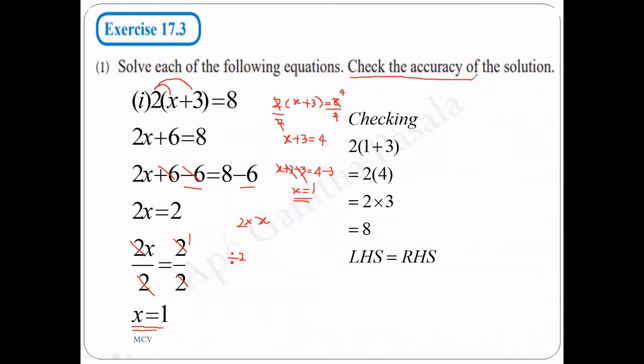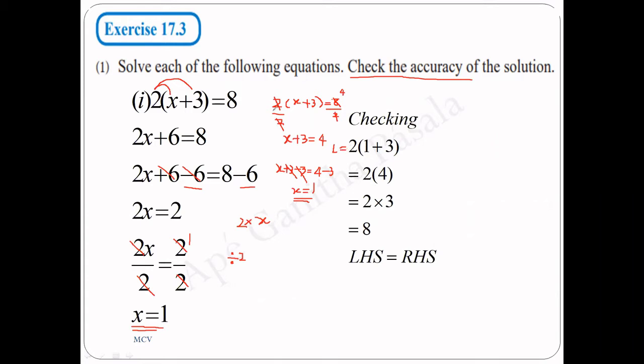After getting the solution, here in this question, they say check the accuracy. Checking accuracy means substitute your answer, substitute this 1, into the left hand side. What is the left hand side? 2 brackets x plus 3 is the left hand side. You have to check whether left and right are equal or not.